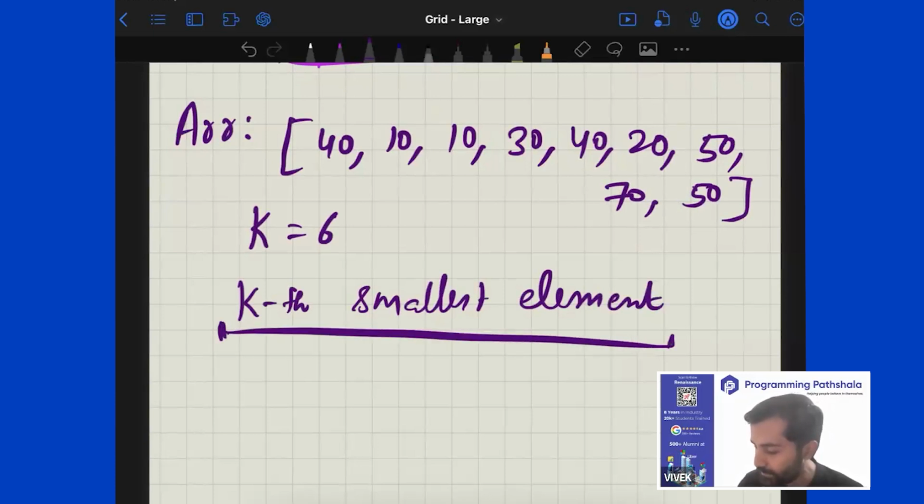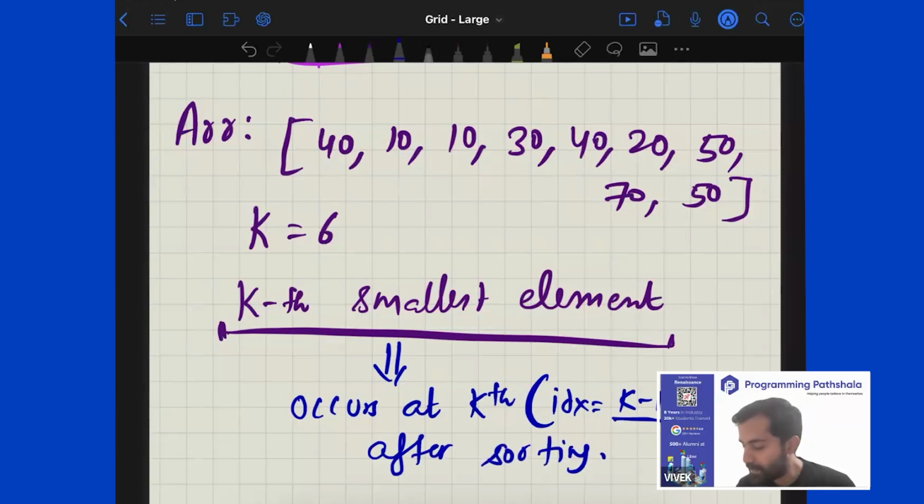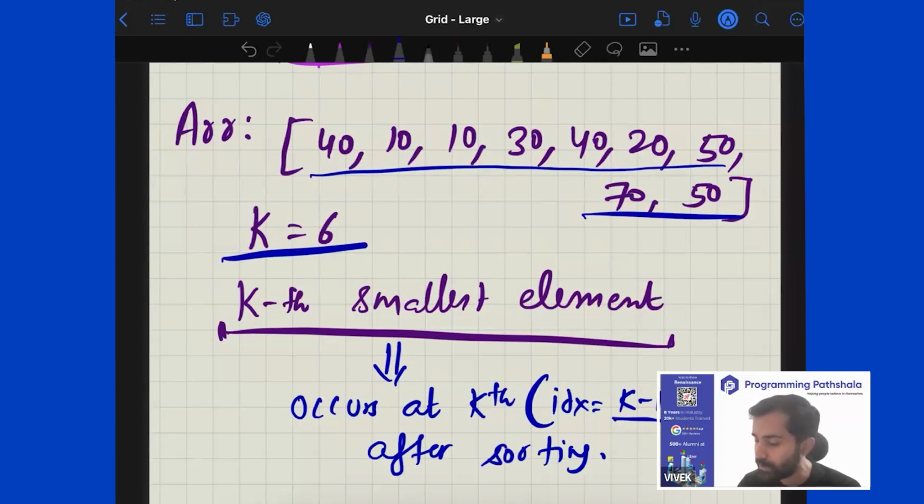What is the kth smallest element in an array? The kth smallest element is that element which occurs at the kth place, which is index k minus 1. Why index k minus 1? Because indexing is from 0, right? It occurs at index k minus 1 after sorting. It's common sense, right? If somebody asks you to tell the sixth smallest element, what is the easiest way to find it? You will just sort the array, and the element present at index 5, which is the sixth position, would be your answer.